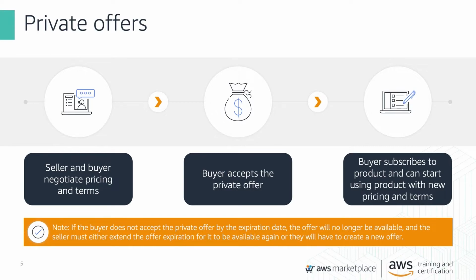Each seller private offer has pricing and licensing terms specifically offered to the customer's account, as well as a set expiration date. It should be noted that if the customer does not accept the private offer by the expiration date, the offer will no longer be available and the seller must extend the offer expiration date for it to be available again, or the seller will have to create a new offer.